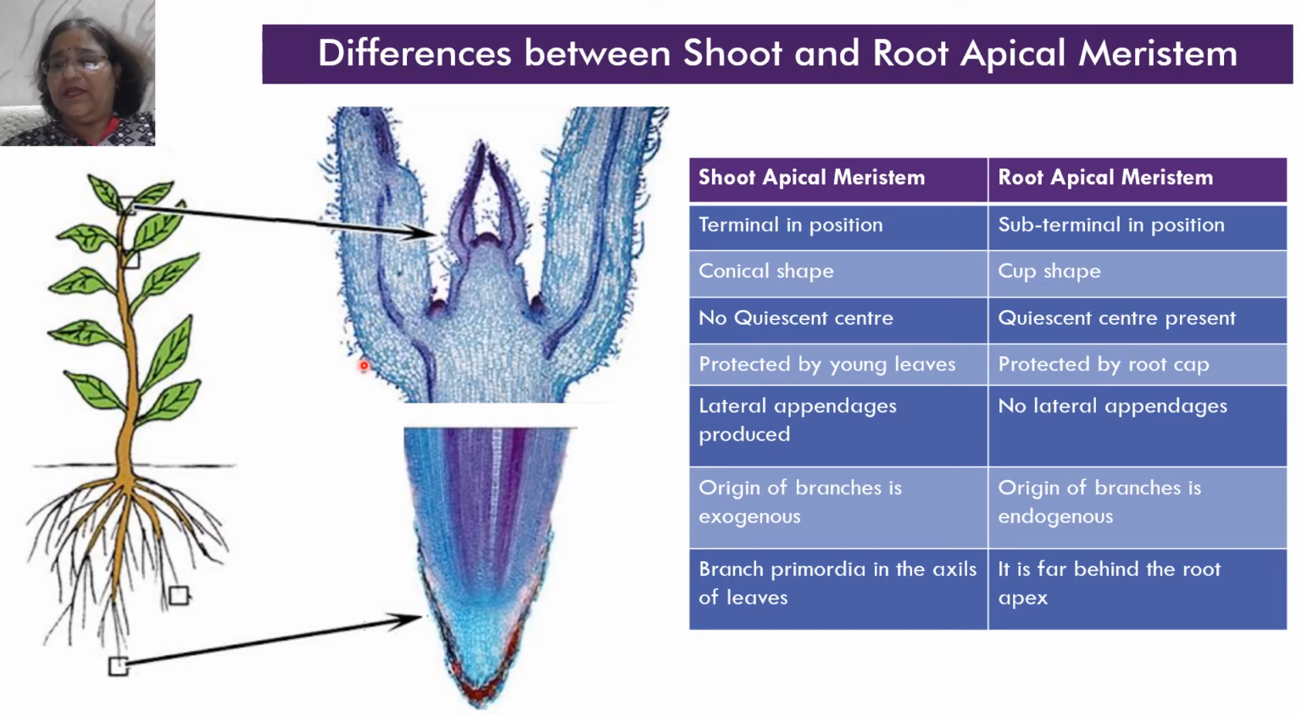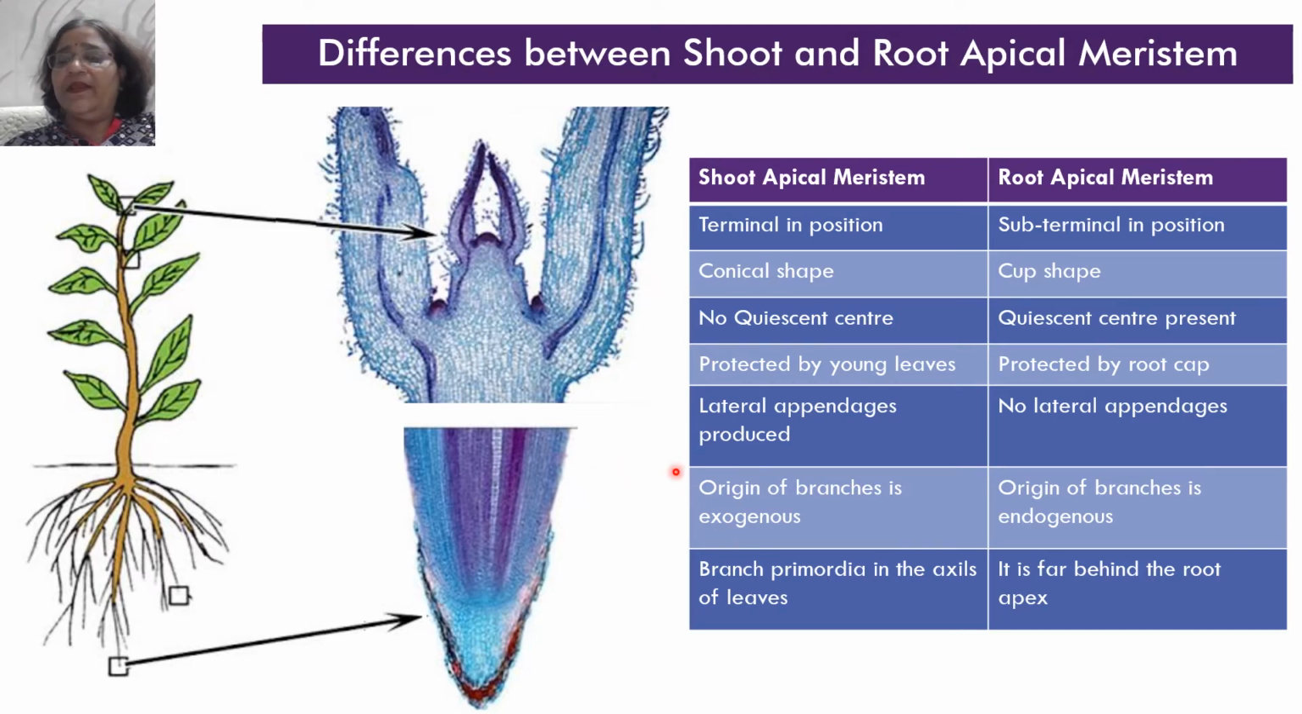Origin of branches: in case of root, it is endogenous, while in case of stem, it is exogenous. Endogenous ones arise from the pericycle. The lateral branches in roots arise from the pericycle. That is why it is endogenous in origin.